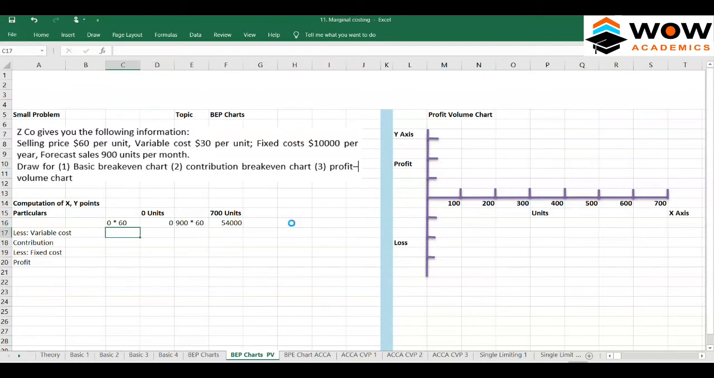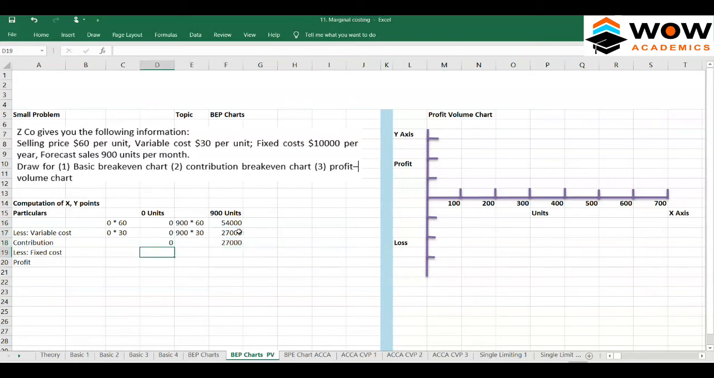So the next step is to get the variable cost. The variable cost is going to be 30. So for 0 units, it's again going to be 0. And for 900 units, it would be 27,000. So we'll get the contribution. The contribution here is 0. The contribution here is 27,000.